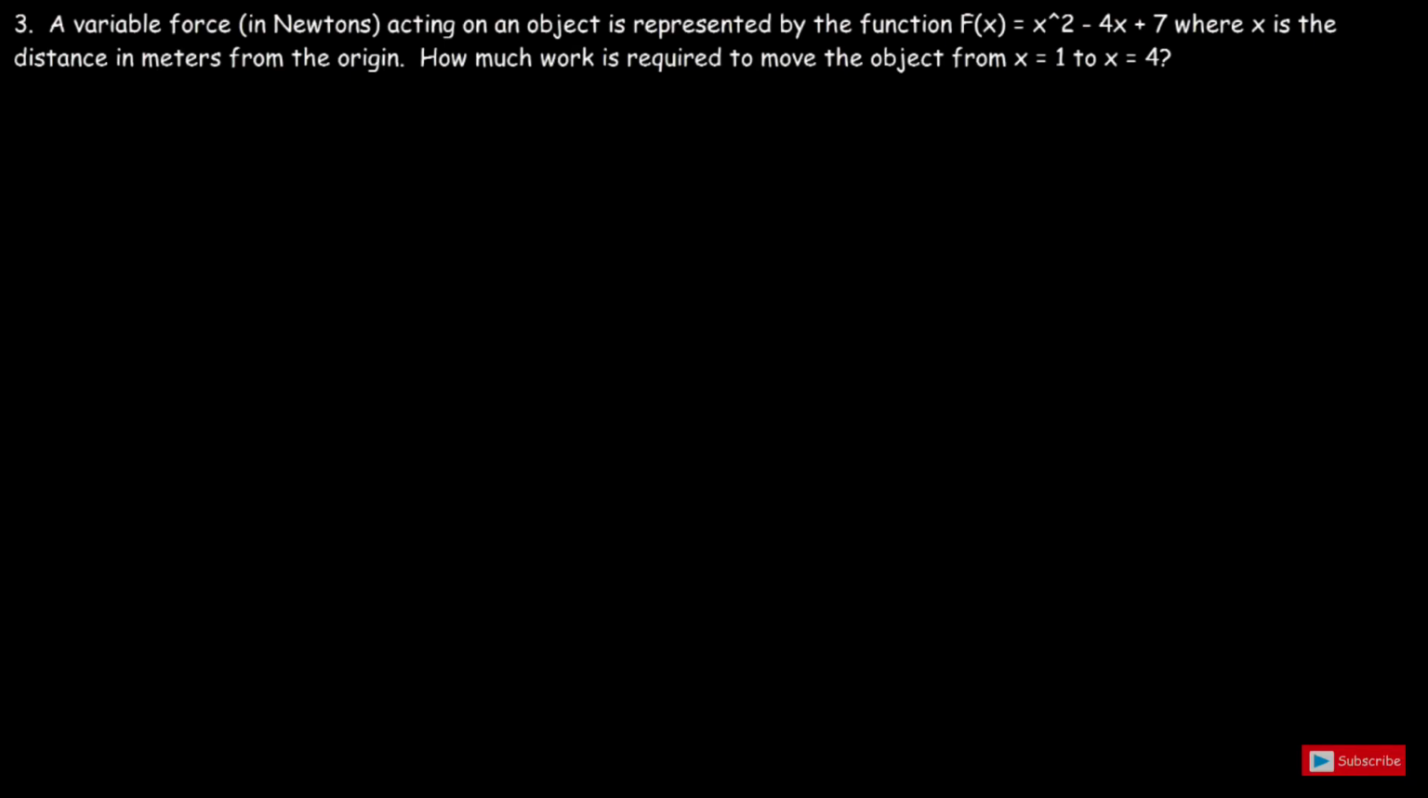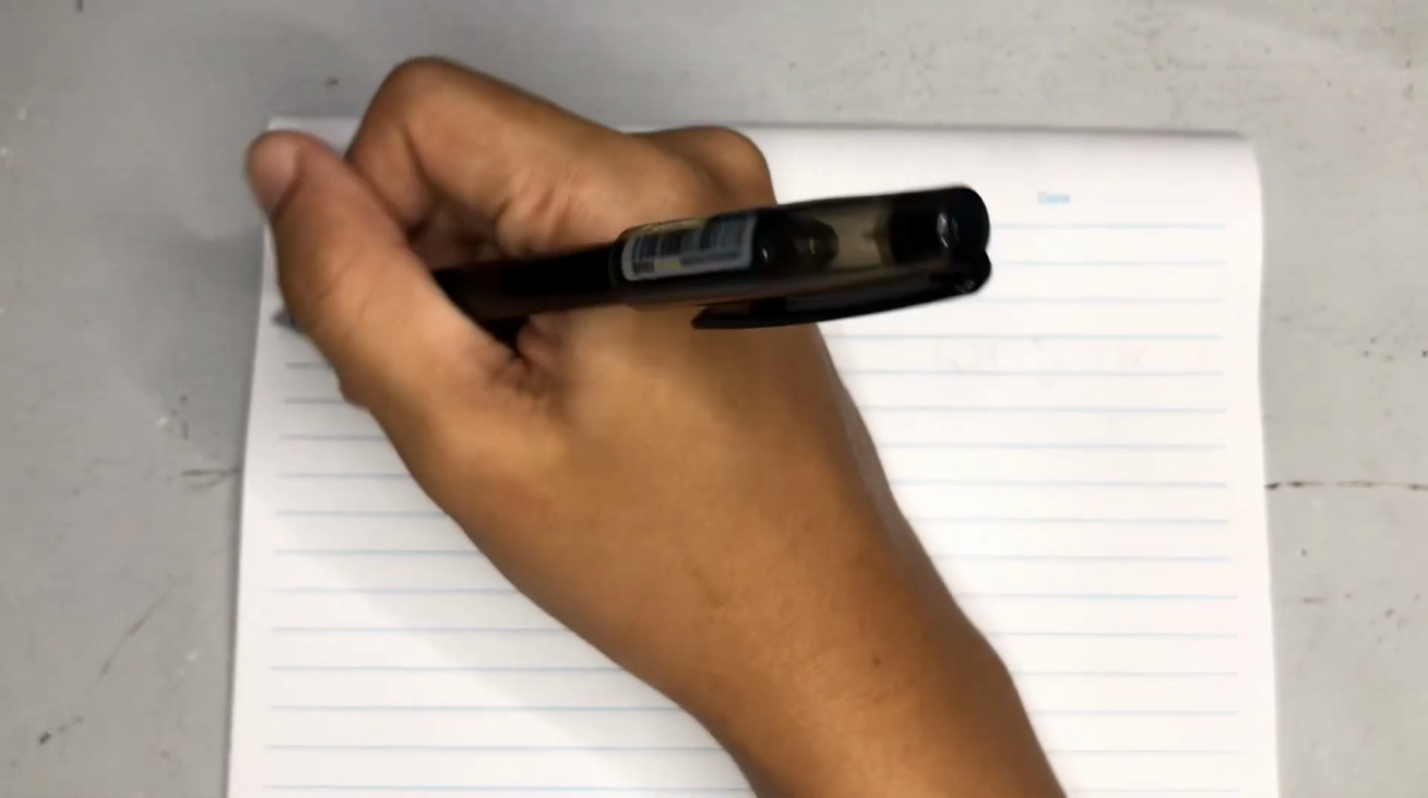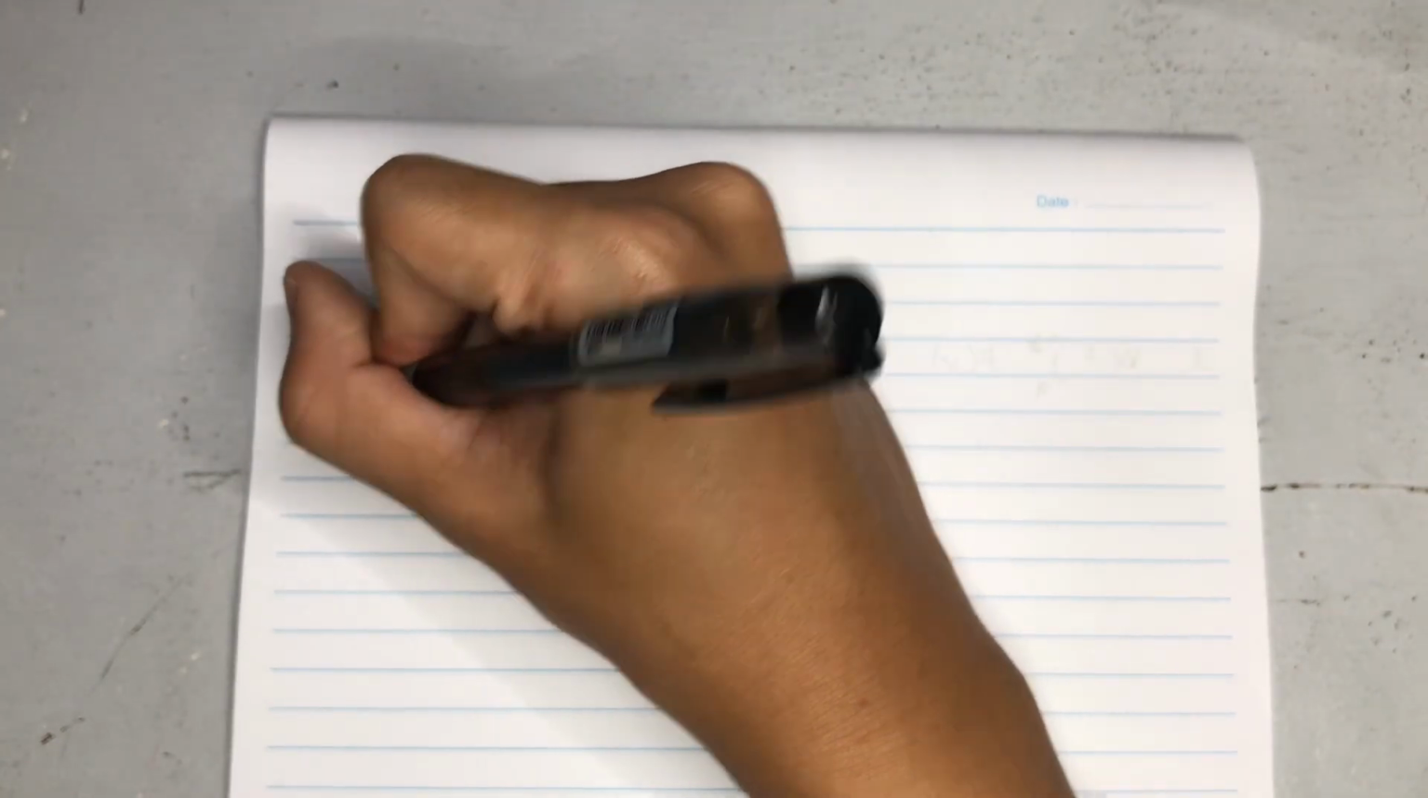So yung question 3 natin guys is a variable force in newtons acting on an object is represented by the function f(x) is equals to x squared minus 4x plus 7, where x is the distance in meters from the origin. How much work is required to move the object from x is equals to 1 to x is equals to 4? So number 3, work ulit yung hinahanap guys.